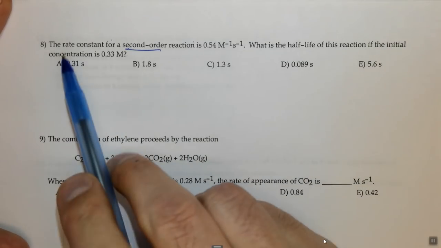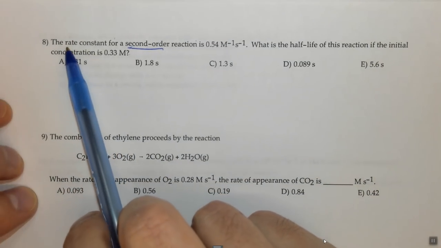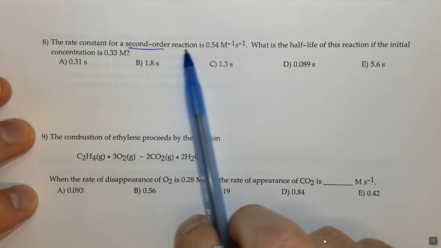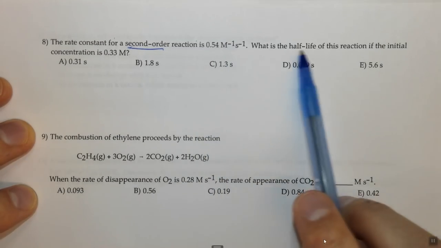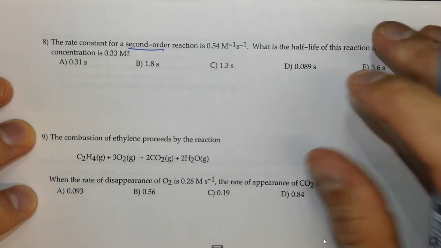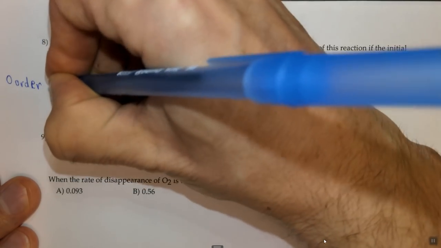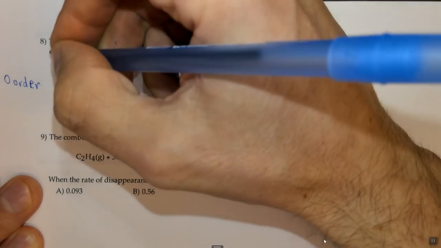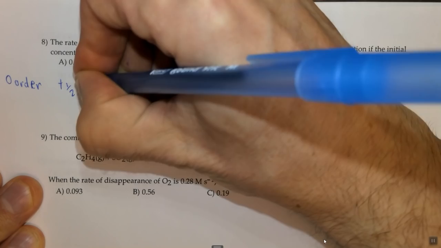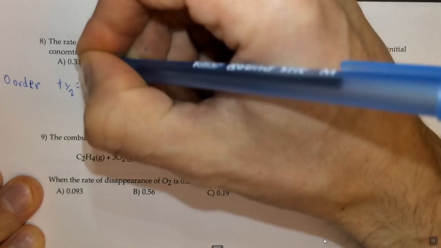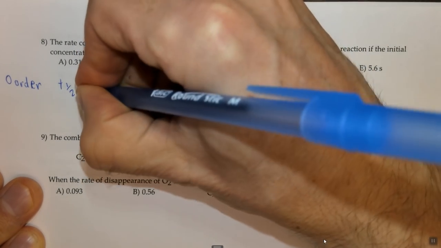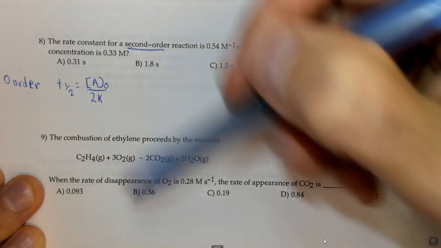I realized I read the question and it might not have been on the screen. So the rate constant for a second order reaction is 0.54. What is the half-life of this reaction if the initial concentration is 0.33? Sorry about that. So for zero order, the half-life, t1/2, is equal to the concentration of A initially over 2k. And this is just basically a rearrangement of the integrated rate law.